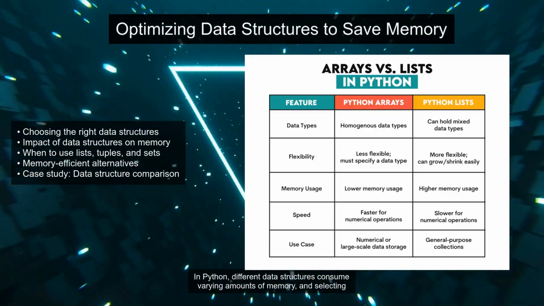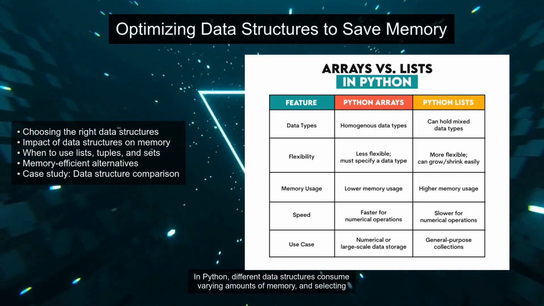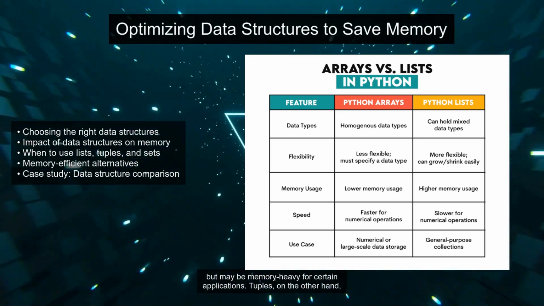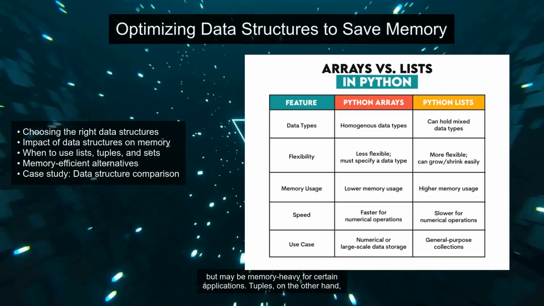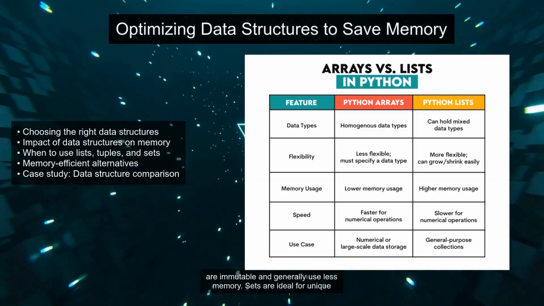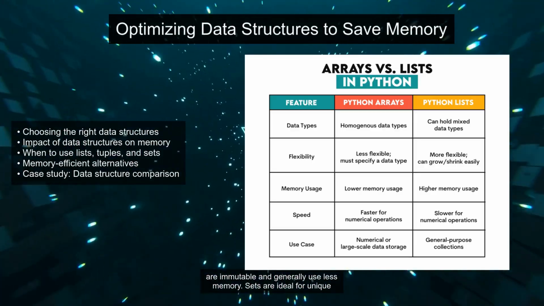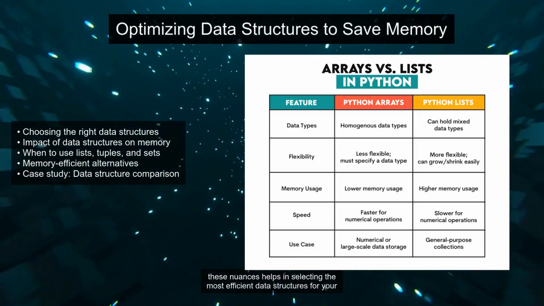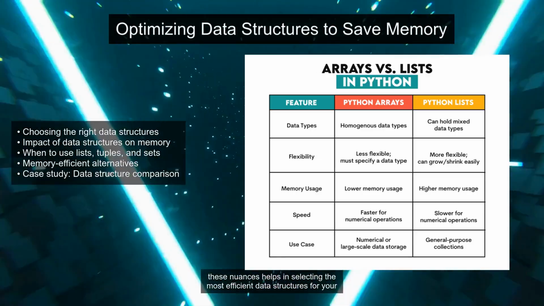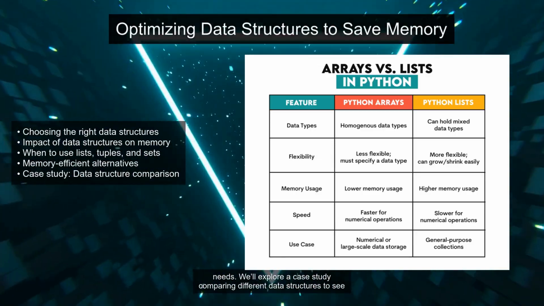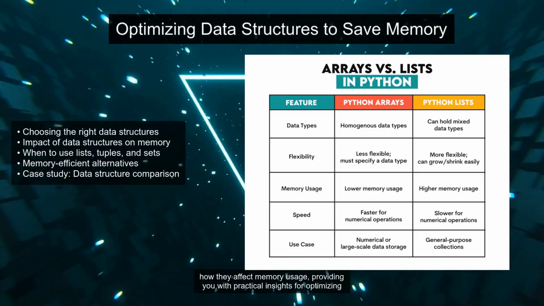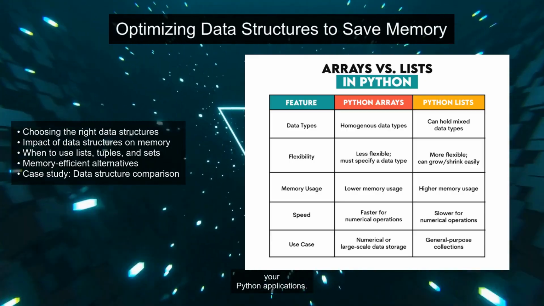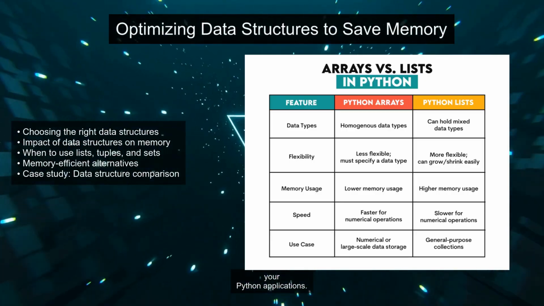In Python, different data structures consume varying amounts of memory, and selecting the appropriate one can significantly impact performance. Lists, for example, are versatile but may be memory-heavy for certain applications. Tuples, on the other hand, are immutable and generally use less memory. Sets are ideal for unique items but may not be the best choice for ordered data. Understanding these nuances helps in selecting the most efficient data structures for your needs. We'll explore a case study comparing different data structures to see how they affect memory usage, providing you with practical insights for optimizing your Python applications.